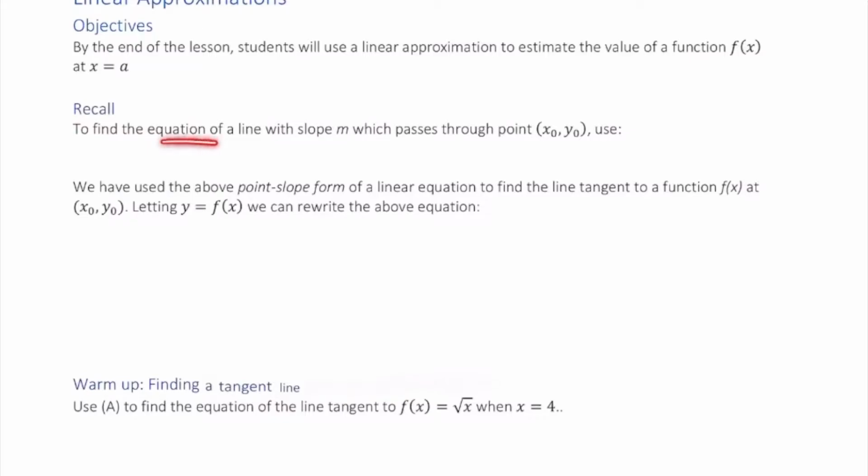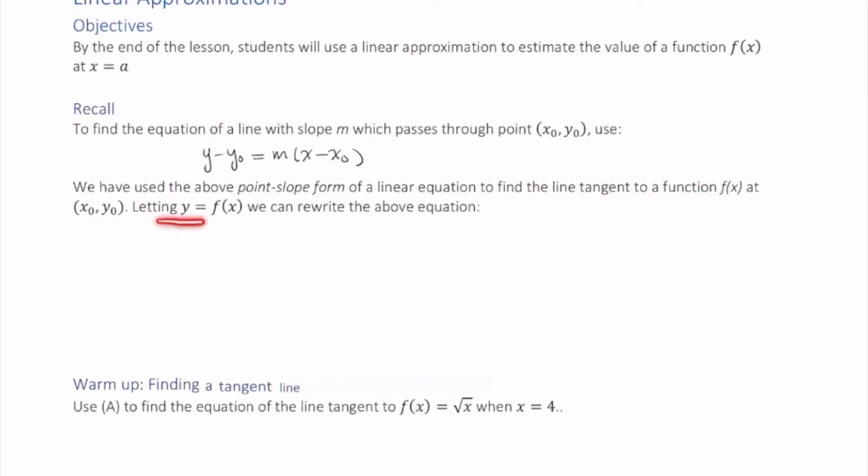To find the equation of a line with slope m, which passes through a point (x naught, y naught), we can use y minus y naught equals m times (x minus x naught). This is called the point-slope form of a linear equation, and we have already used that to find the line tangent to a function at a point (x naught, y naught).